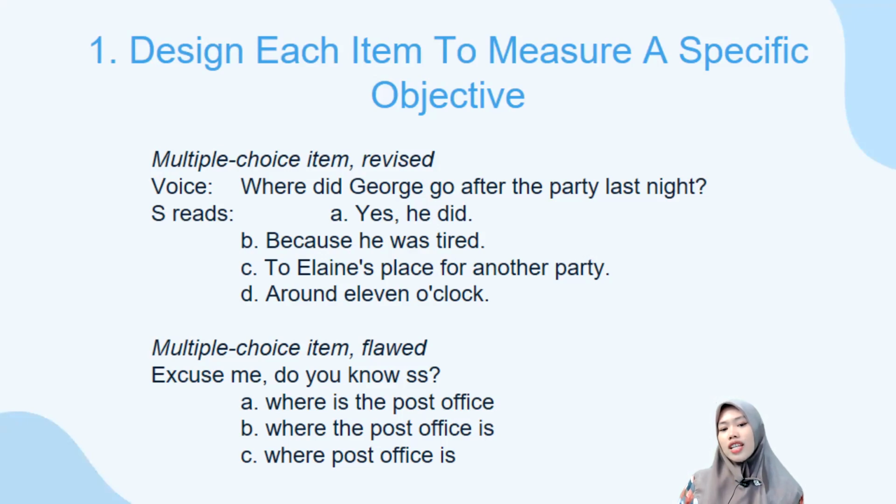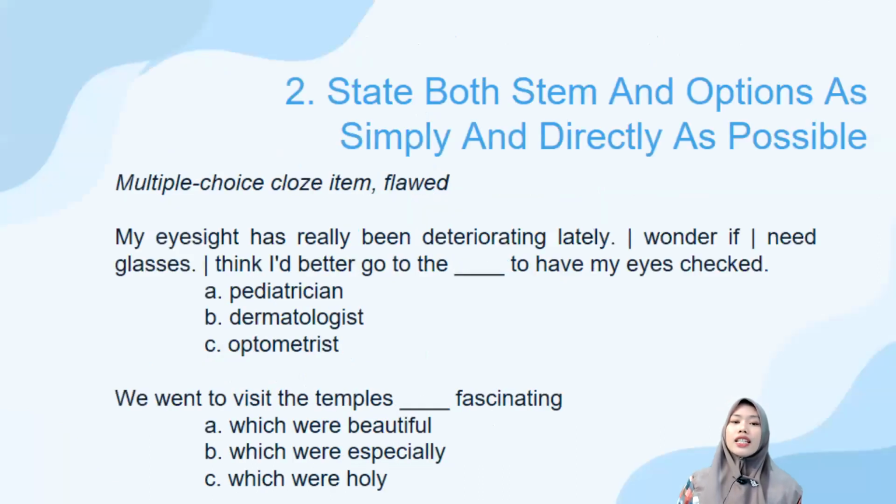And then multiple choice item flawed. Excuse me, do you know the way? And then the option is, where is the post office, and so on. Okay. Next, number 2, state both stem and options as simply and directly as possible.